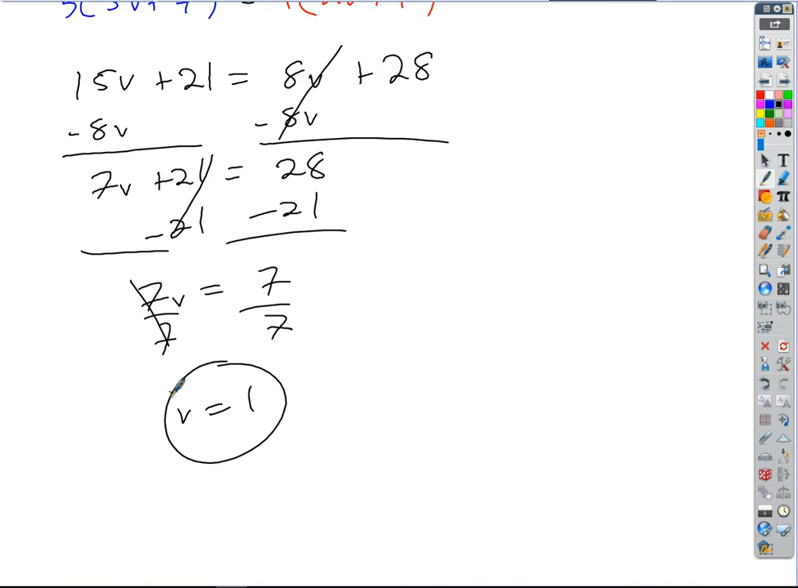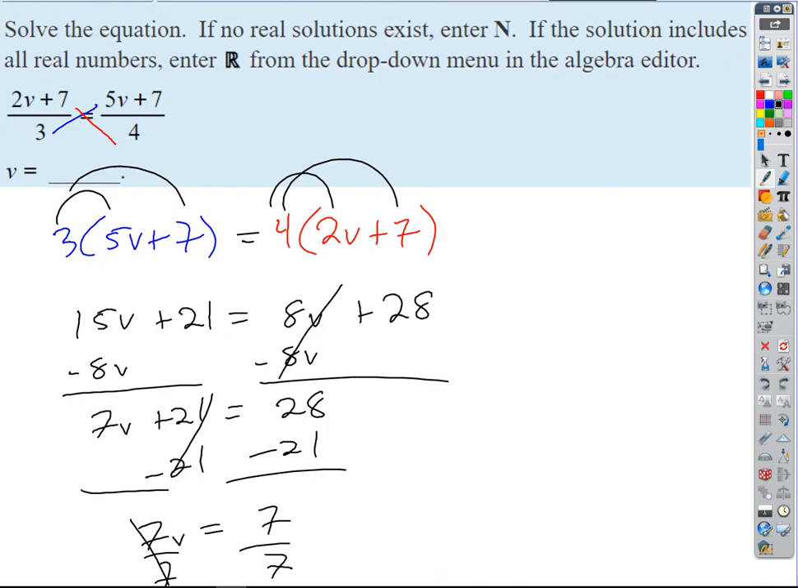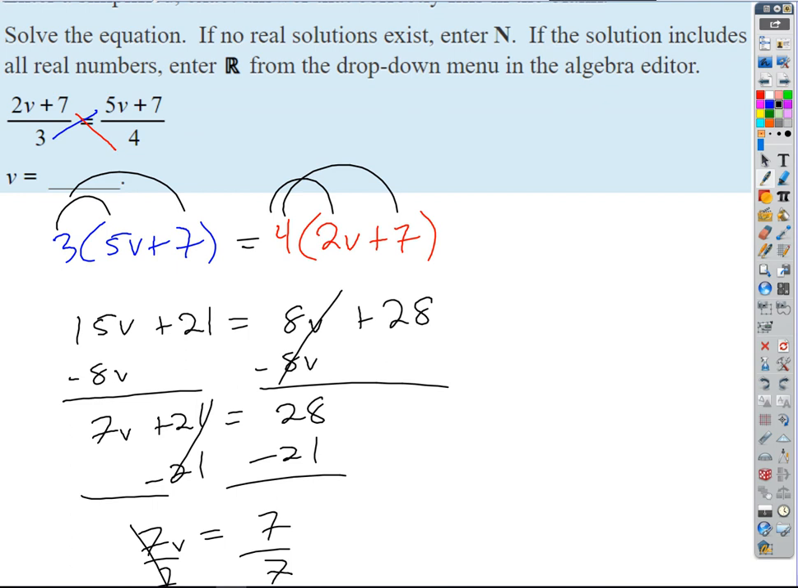V equals 1. Do I roll the dice? I do not. Plug it back in, see if it works. If I plug in 1, I get 2 times 1 is 2, plus 7 is 9 over 3. 5 times 1 is 5, plus 7 is 12 over 4. Oops, what did I get there? 9 over 3, right? Should have been 3. 12 over 4 is 3. Checks. So 1 is the correct answer. Okay? Wow, that was quick. Okay, we good? All right.